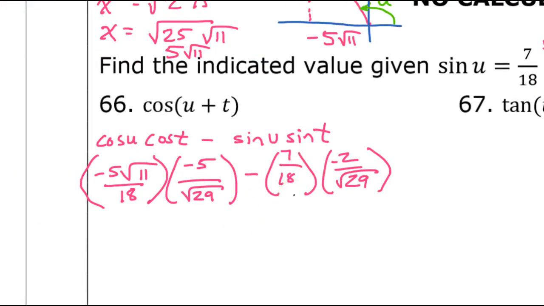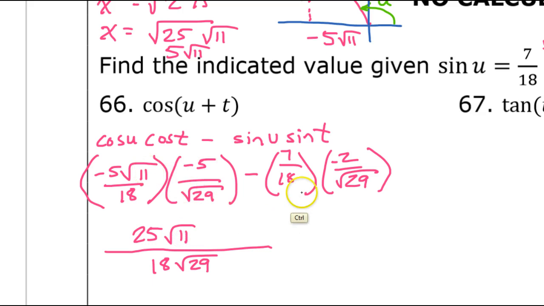So it's just a matter of simplifying this down. I notice I have like denominators. So the like denominator is 18 radical 29. A negative times a negative is a positive. So I'm going to have positive 25 radical 11 from these. Okay, and here I have minus a negative, so this will also be a positive. And 7 times 2 is 14. So this should be the answer to number 66.